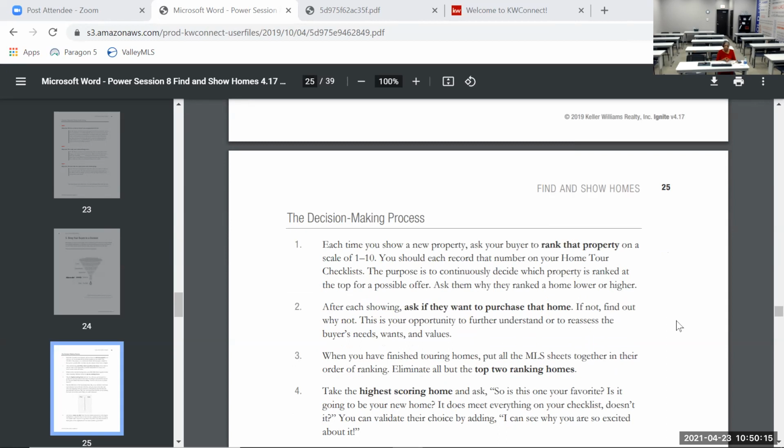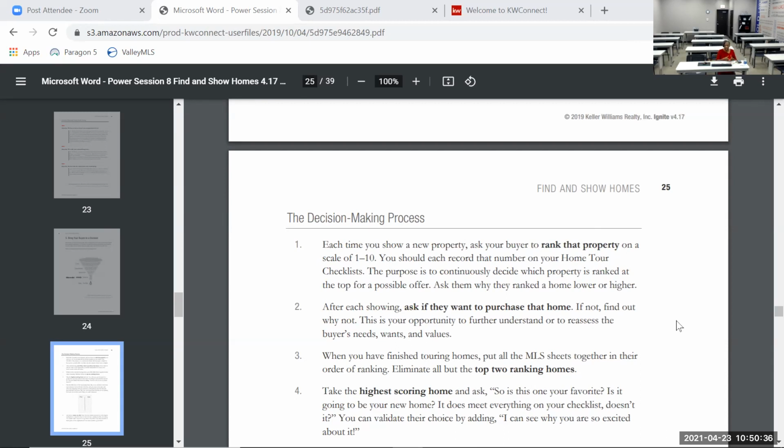This is your opportunity to further understand or to reassess the buyer's needs, their wants, and their values. Okay, so you want to ask after each showing. When you have finished touring homes, put all the MLS sheets together in their order of ranking. Eliminate all but the top 2 ranking homes.